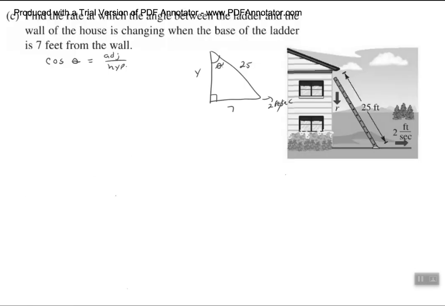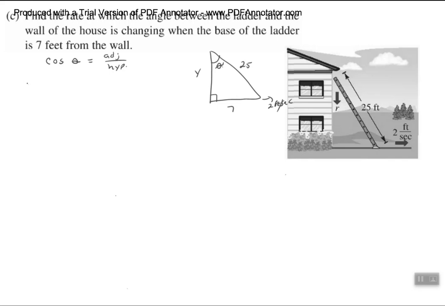Well, what if we're asked to find the rate at which the angle between the ladder and the wall of the house is changing when the base of the ladder is 7 feet away from the wall? So now we're looking at a little bit of trig here, and I'm going to use cosine. Cosine of theta equals adjacent over the hypotenuse. Those are two things that are not changing: the wall and the hypotenuse.